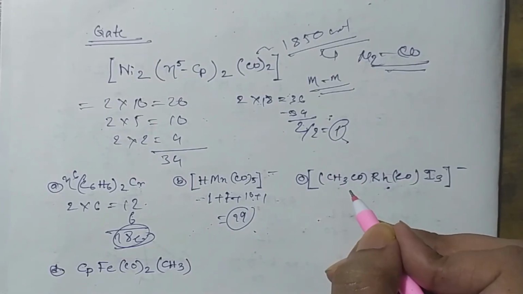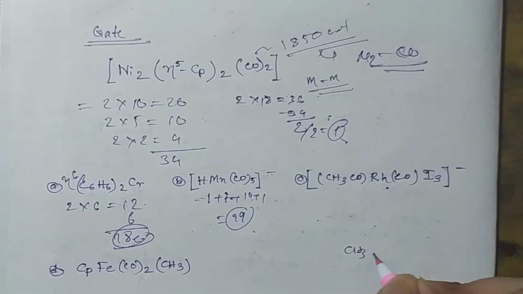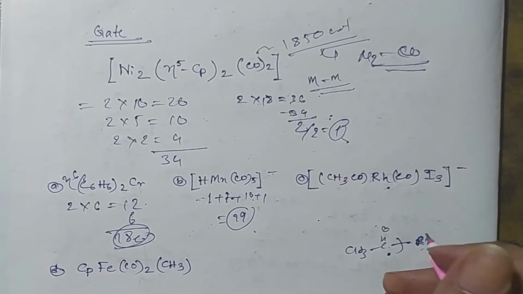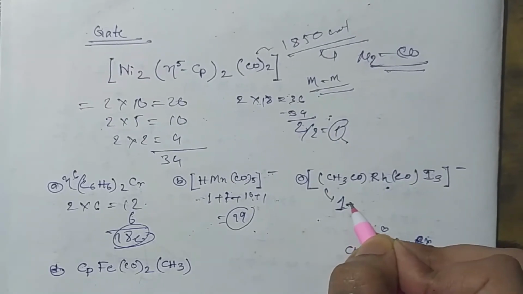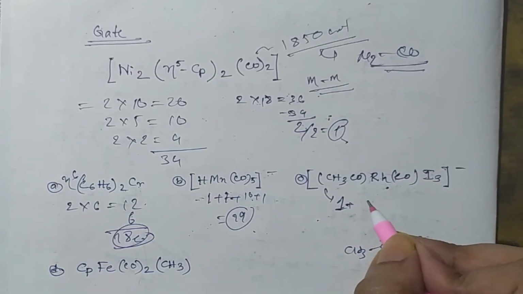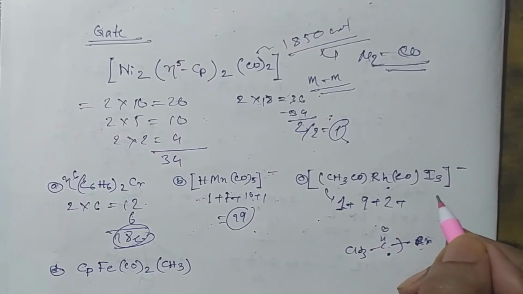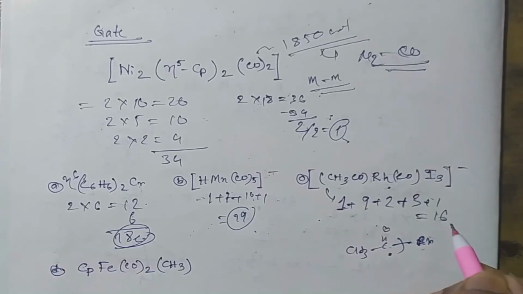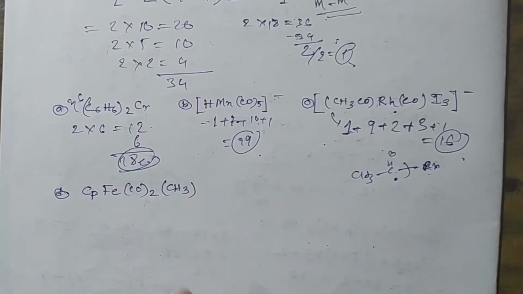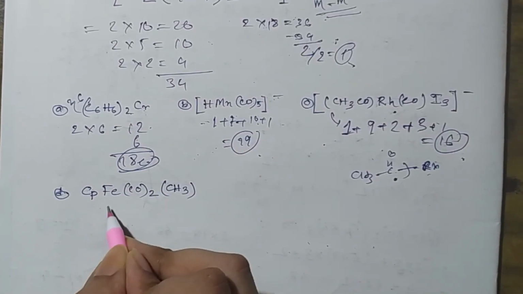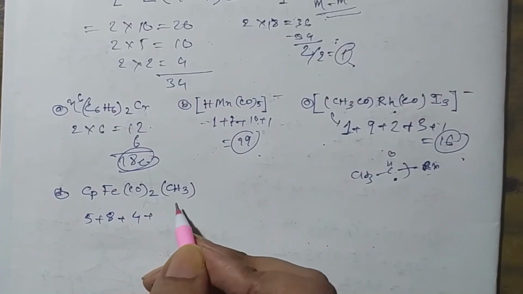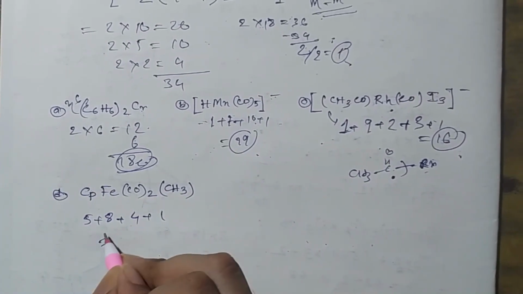After that, this compound, CH3CHO, this one has been donated. Carbon has only 1 electron, which is bonded to the rhodium center, so it donates just 1 electron. Rhodium has 9 electrons in its valence shell, carbon donates 2, each of the iodines donates 1 each, so 3, plus 1 negative charge, so we get 16. And now from this complex we get Cp, that is the cyclopentadiene ligand, 5, from iron we get 8, from 2 carbonyls we get 4, from 1 CH3, which donates 1, so we get 12, 17, 18. 18 satisfied.